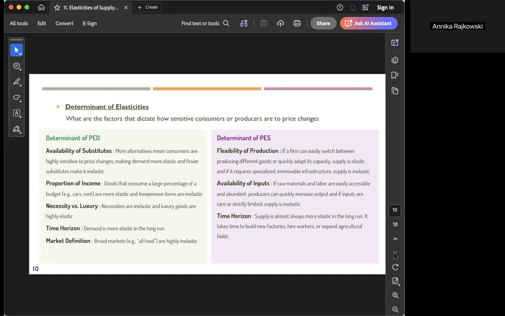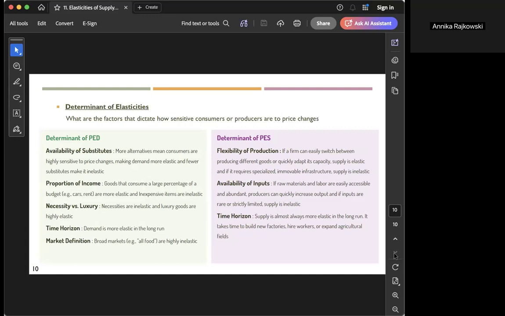For example, maybe Coke and Pepsi. If one becomes expensive, consumers can easily switch. That means demand will change very quickly, which means we have elastic demand. And the second one could be the proportion of income, which means that expensive purchases tend to be more elastic.